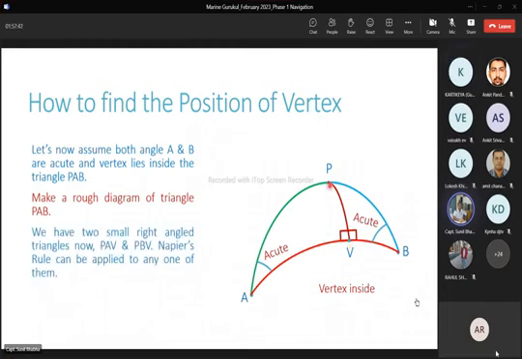Now, in this diagram, we have two small right angle triangles.